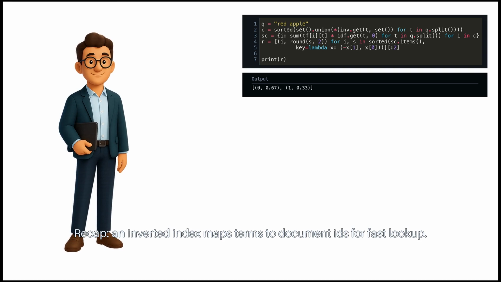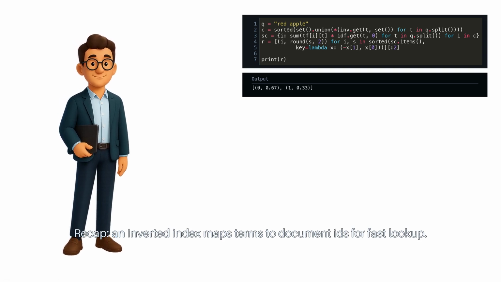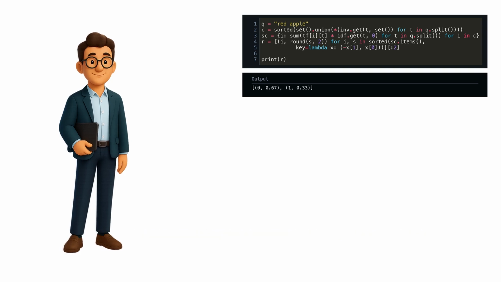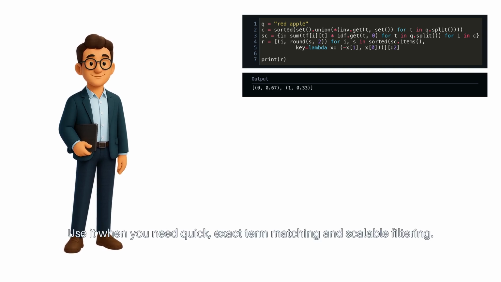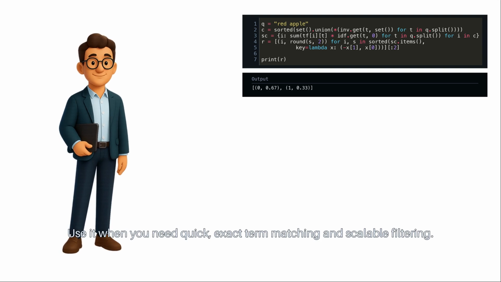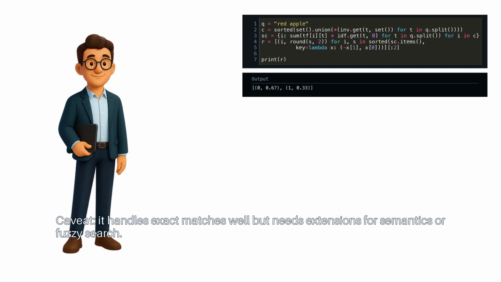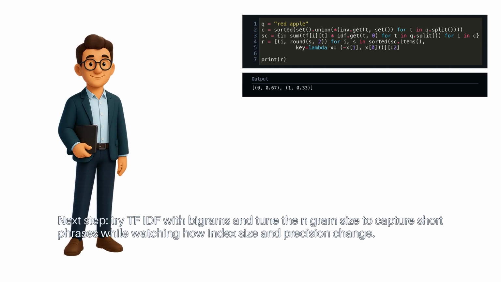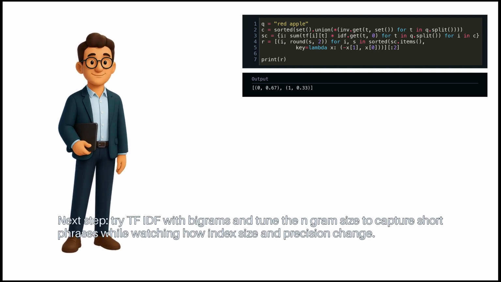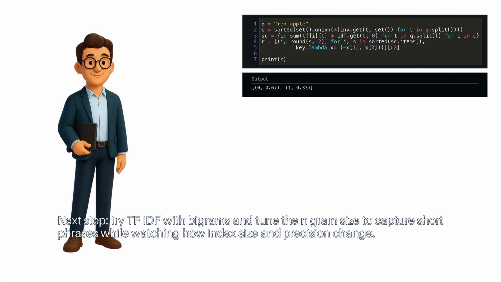Recap: an inverted index maps terms to document IDs for fast lookup. Use it when you need quick, exact term matching and scalable filtering. Caveat: it handles exact matches well, but needs extensions for semantics or fuzzy search. Next step: try TF-IDF with bigrams and tune the n-gram size to capture short phrases, while watching how index size and precision change.